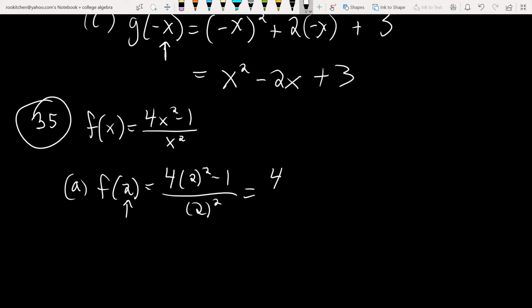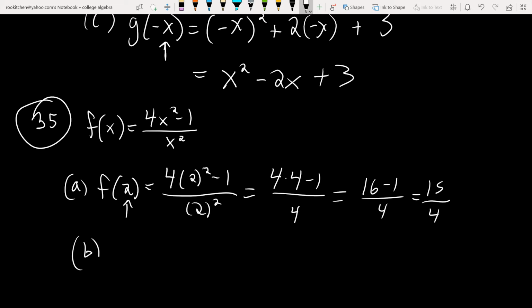So order of operations, please excuse my dear Aunt Sally. Exponents first, so 2 squared is 4. The denominator, 2 squared, is 4. And then multiply, so 4 times 4 is 16, all over 4. 16 minus 1 is 15, all over 4. Okay.